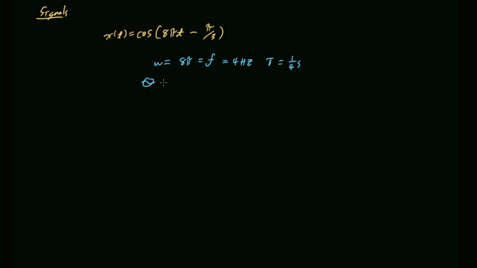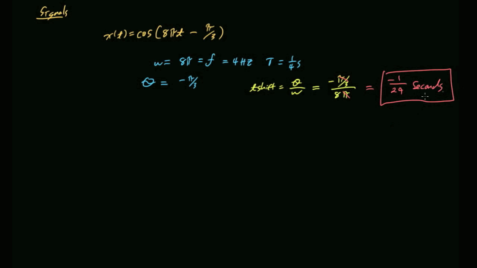And how many seconds does that correspond to for this cosine? I divide it by 8 pi. So my t shift is going to equal my phase shift divided by my frequency. In this case, it's minus pi over 3 divided by 8 pi. So the pi's cancel, and I'm left with minus 1 over 24 seconds. Okay, good.